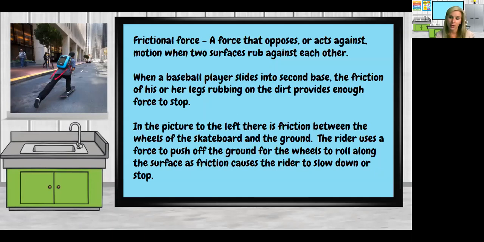In the picture to the left, there's friction between the wheels of the skateboard and the ground. The rider has to use a force to push off the ground for the wheels to roll along the surface, as friction causes the rider to slow down or even to come to a stop.